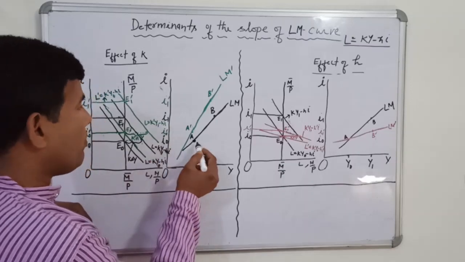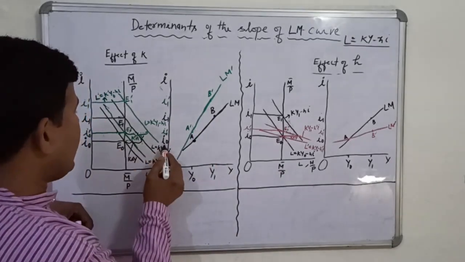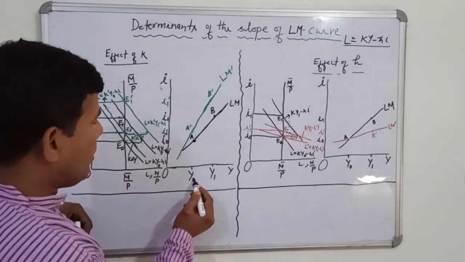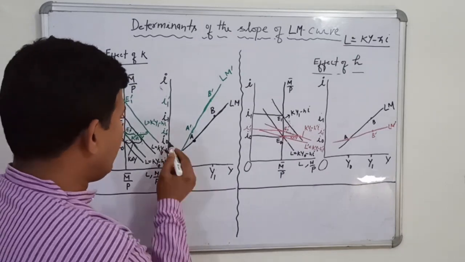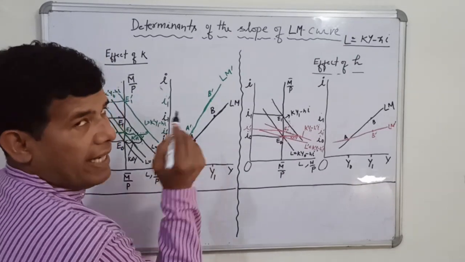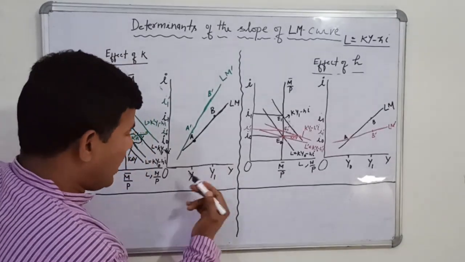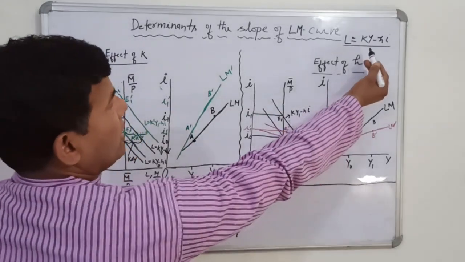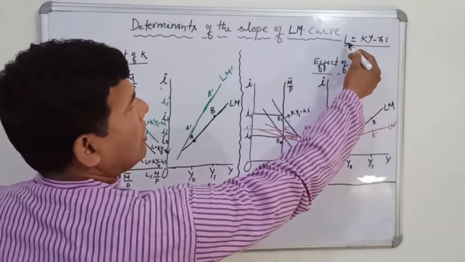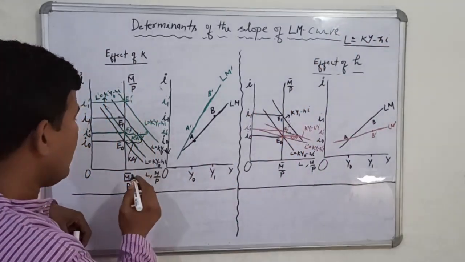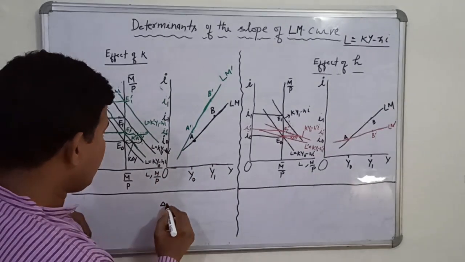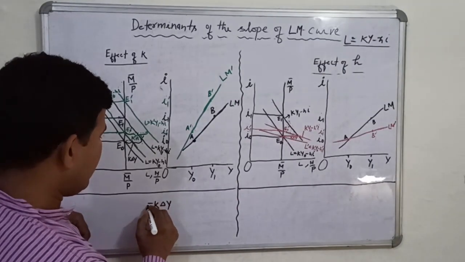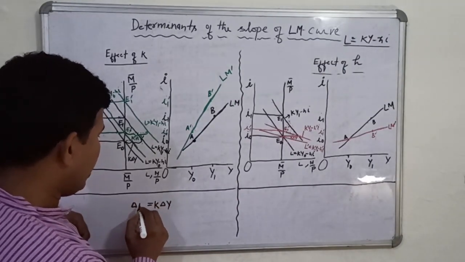Now that combination we present here in the second diagram. So we identify I0 here, which is similar to this I0. Now this I0 is associated with Y0, and that combination of Y0 and I0 is represented by point A. Now when income rises from Y0 to Y1, what would happen? If income rises, money demand rises. But how much would money demand rise? Money demand would rise by K into delta Y.